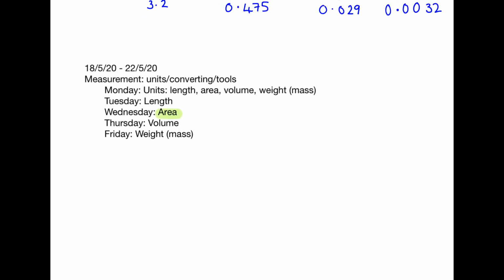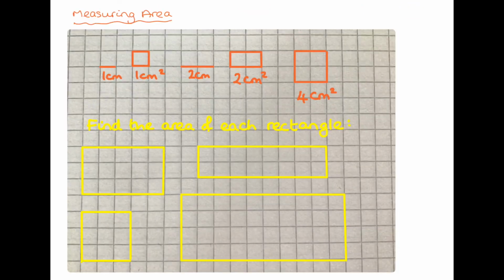Okay, so here we are with this week's work. So we've looked at units for measurement. So we looked at length, area, volume and weight. Yesterday we looked at length, and today we're going to be thinking about area. So we're on to area today.